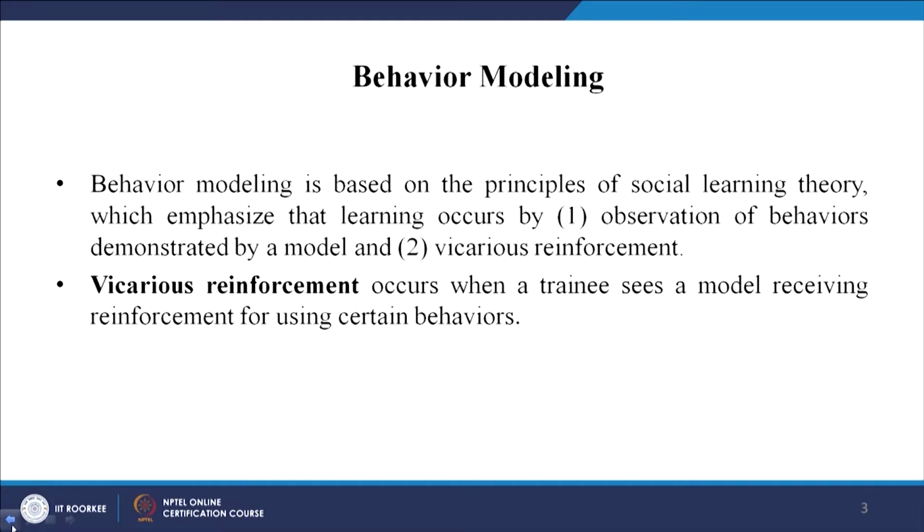Now, what is social learning theory? Social learning theory emphasizes two factors. First is observation of behaviors demonstrated by a model. Another example I would like to take is that of a family. In a family, the child learns behavior from the parents. A boy child many times tries to demonstrate behavior like the father, and the girl child demonstrates behavior like the mother, and therefore in that case they observe.